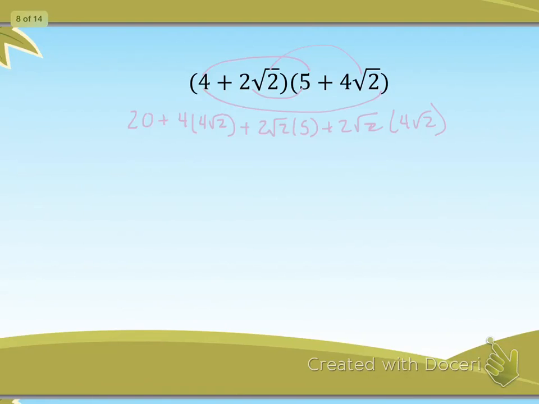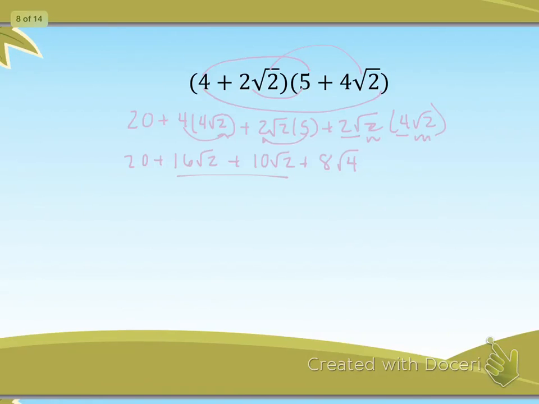Okay, so we multiply coefficients and then multiply the radicals. So I got 4 times 4 to get 16. I don't multiply this 4 inside my radical. We only combine regular radicals, okay? 5 times 2 gets me 10. Multiply the coefficients, so 4 times 2 gets me 8. The square root of 2 times the square root of 2 is the square root of 4.